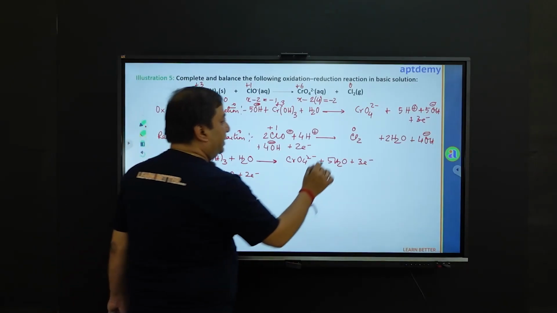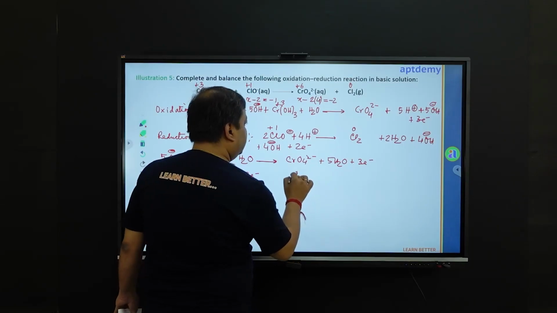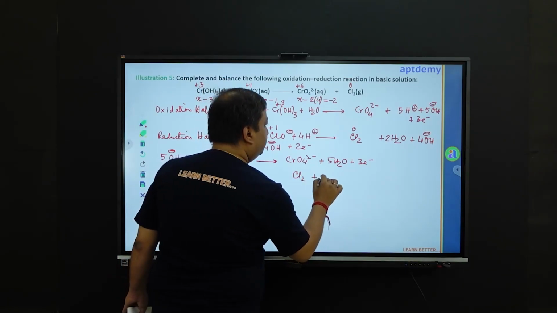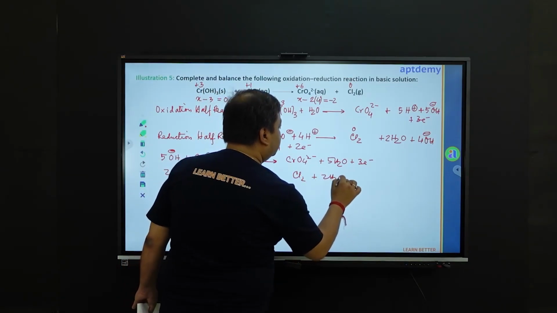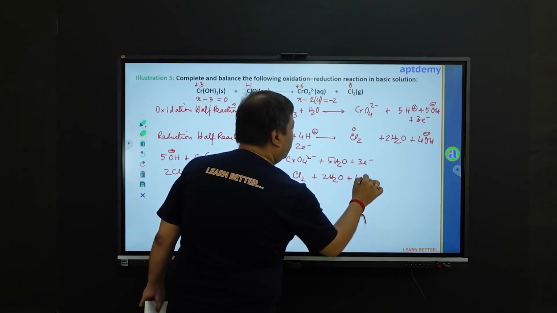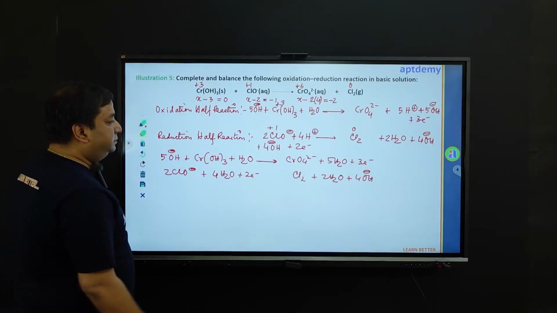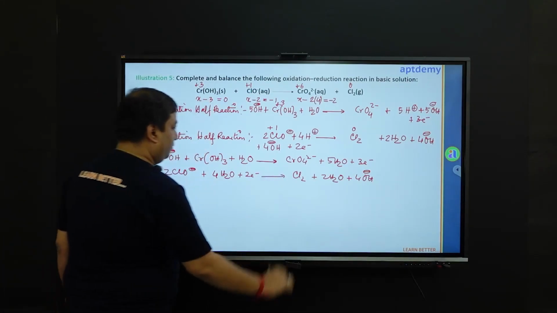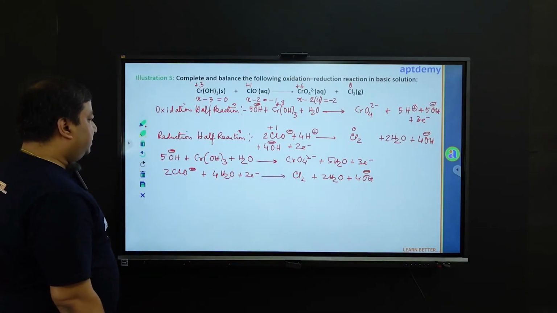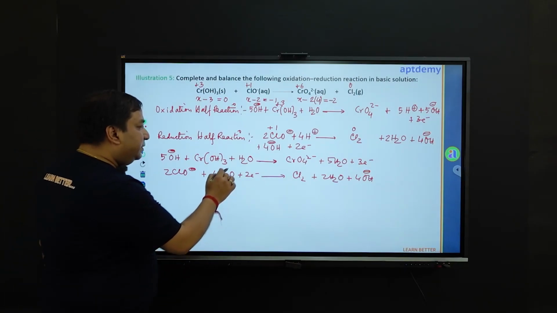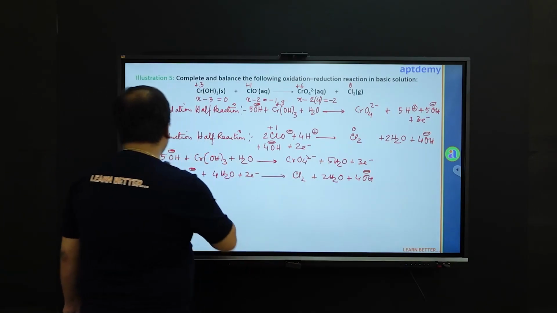Okay, and then we have Cl2 plus 2H2O and 4OH minus ions. Okay. So now we will take out the water molecules that are common.